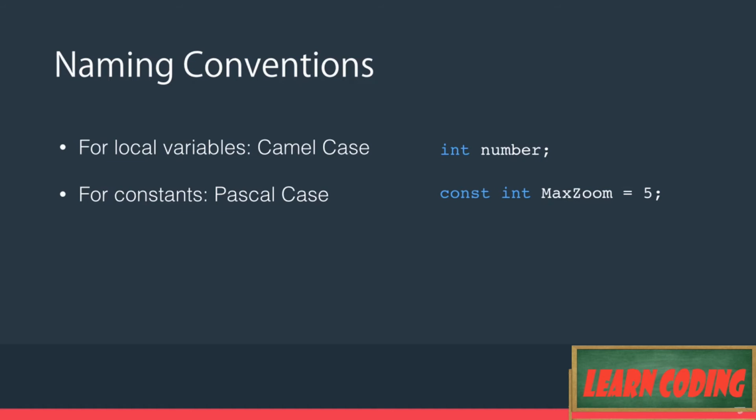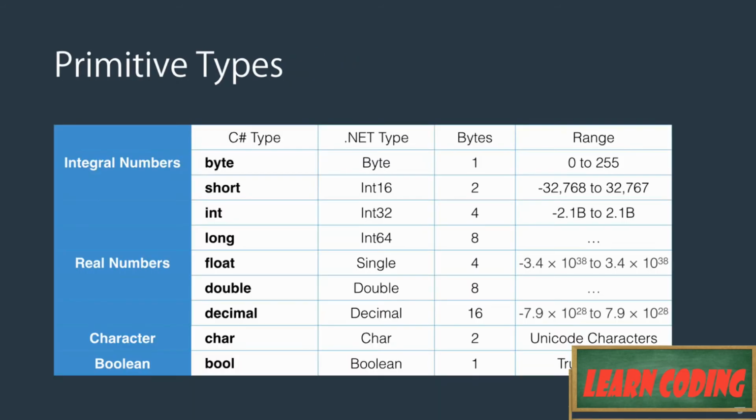So here you see I've got a constant integer, and the first letter of every word is uppercase. Here is the list of most commonly used primitive types in C#. In fact, the actual list is slightly bigger than this, but I deliberately decided not to include those data types because they're hardly ever used.